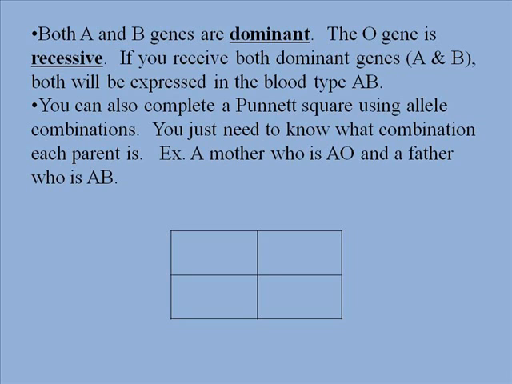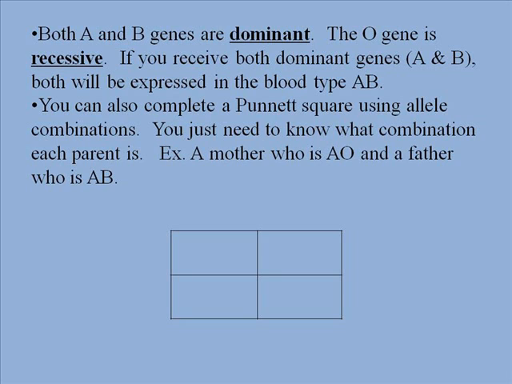Now, with these, you can also do Punnett squares. I know y'all are probably tired of Punnett squares, but not yet. You've still got some more to go. We can actually do Punnett squares using the blood type combinations. So, for example, a mother who is type A blood, but heterozygous type A, so she would have an A and an O, and a father who is type AB.